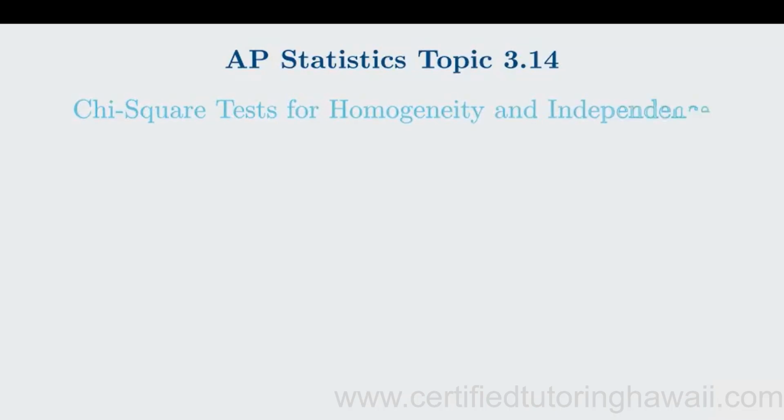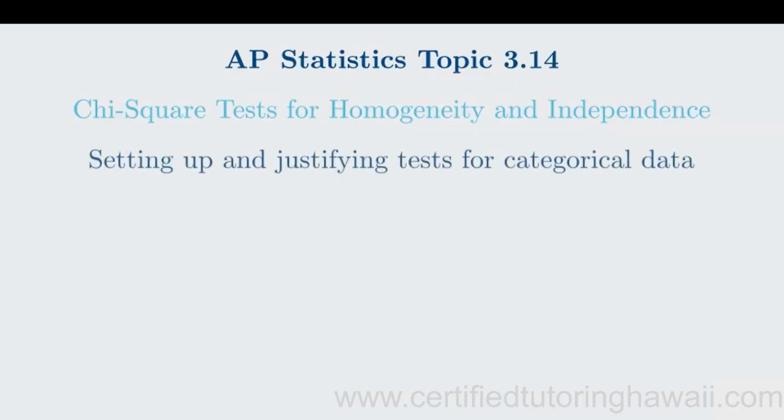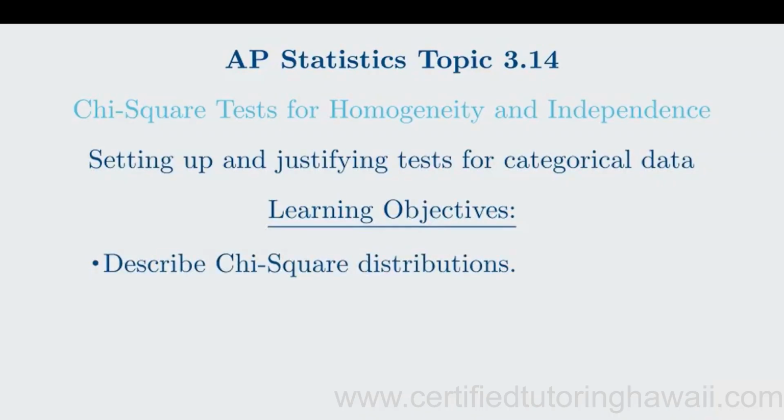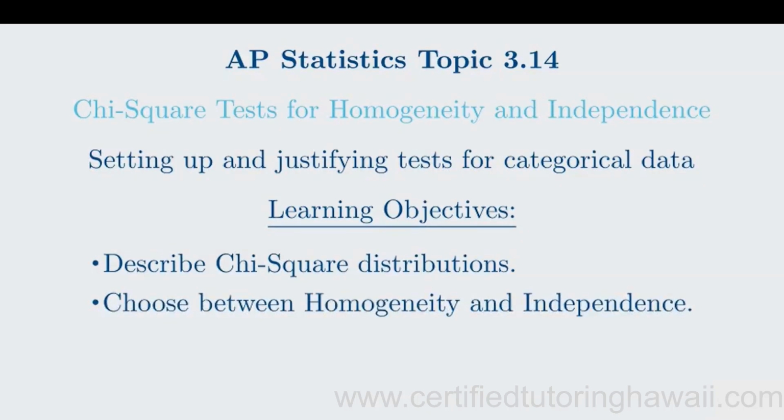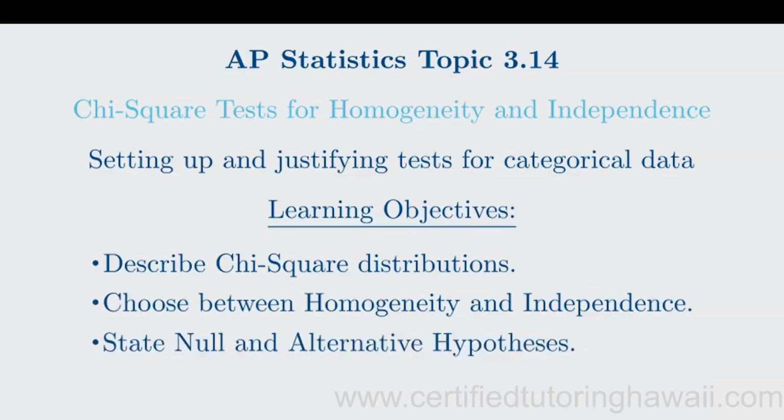Hello, and welcome to our deep dive into AP Statistics, Topic 3.14, Chi-square tests for homogeneity and independence. Today, we are going to learn how to set up and justify two powerful tests for categorical data. By the end of this session, you will be able to look at a dataset and determine exactly which chi-square test to use, how to write the hypotheses in context, and how to verify that your results are statistically valid.